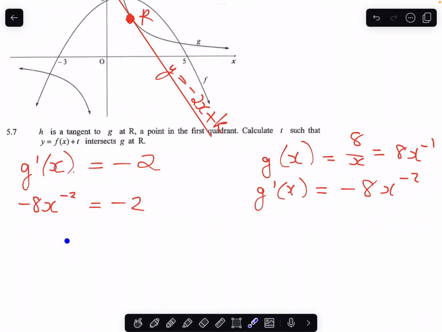And this is a fraction with x in the denominator, so we have to note to ourselves that x can't be 0, because that would be a violation. Right, so divide by negative 8 on both sides, and we have x to the negative 2 is equal to a quarter.